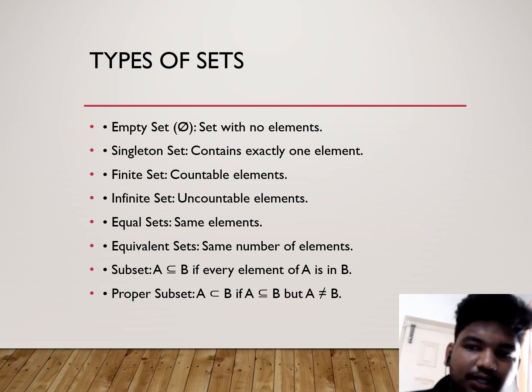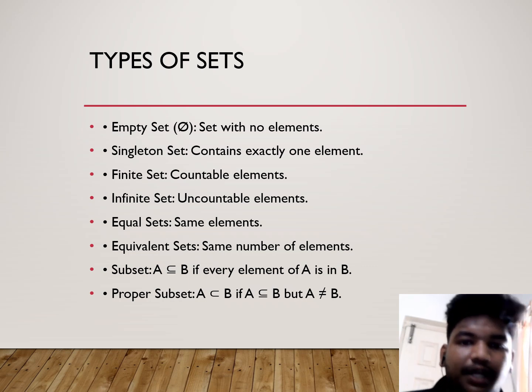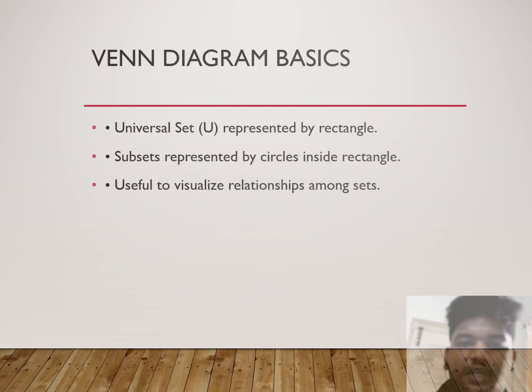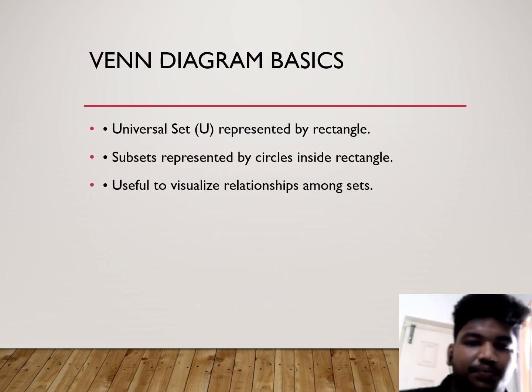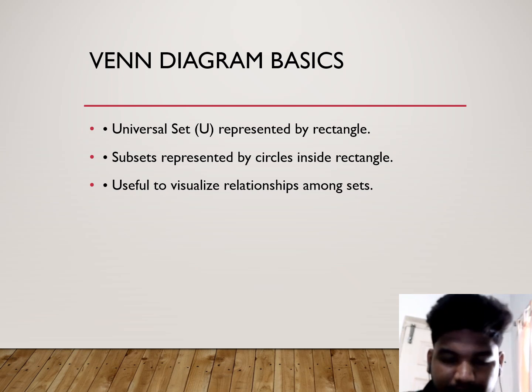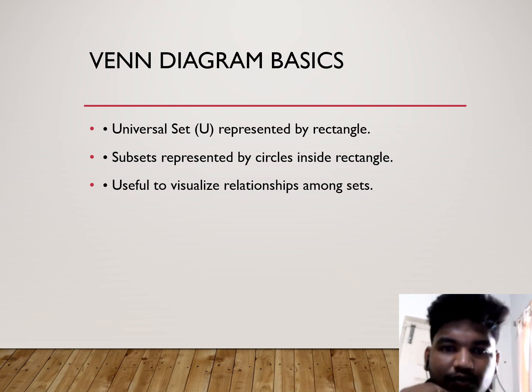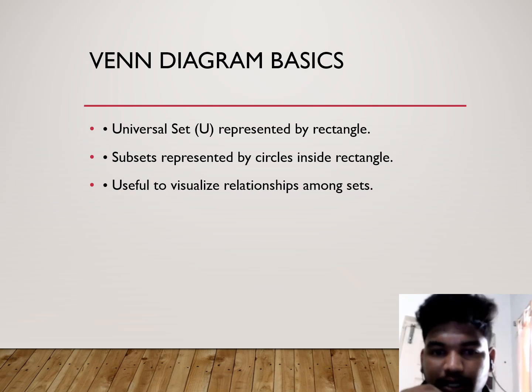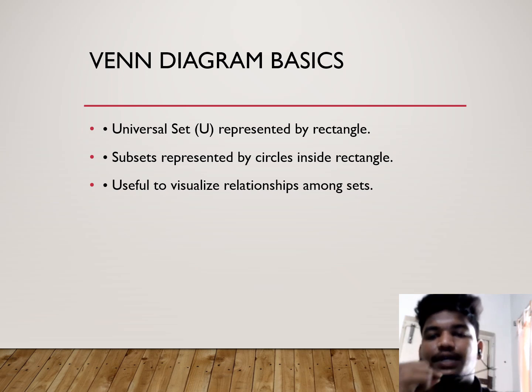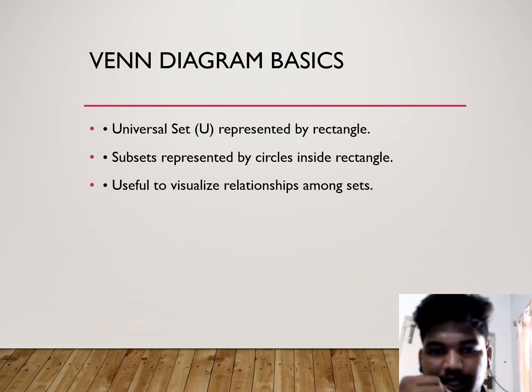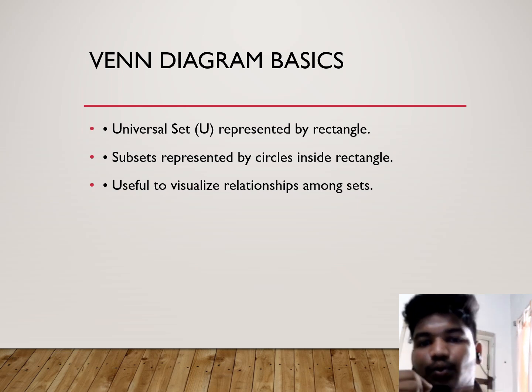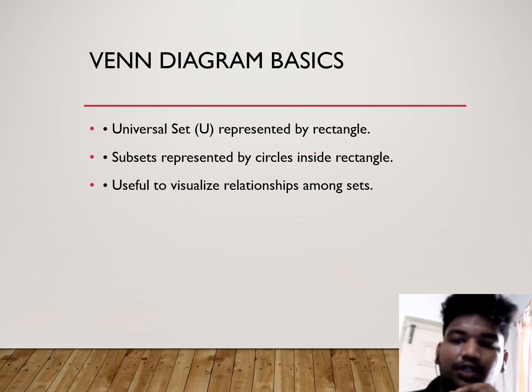Now we are going to discuss the next topic, Venn diagrams. Universal set U, and how Venn diagrams are represented. Now I am going to say about the representation of Venn diagrams. A Venn diagram is represented in a rectangle, and that rectangle is the universal set, and subsets are represented by the circles inside the rectangle. And we want to know what is shaded, and it is useful to visualize relationships among the sets.